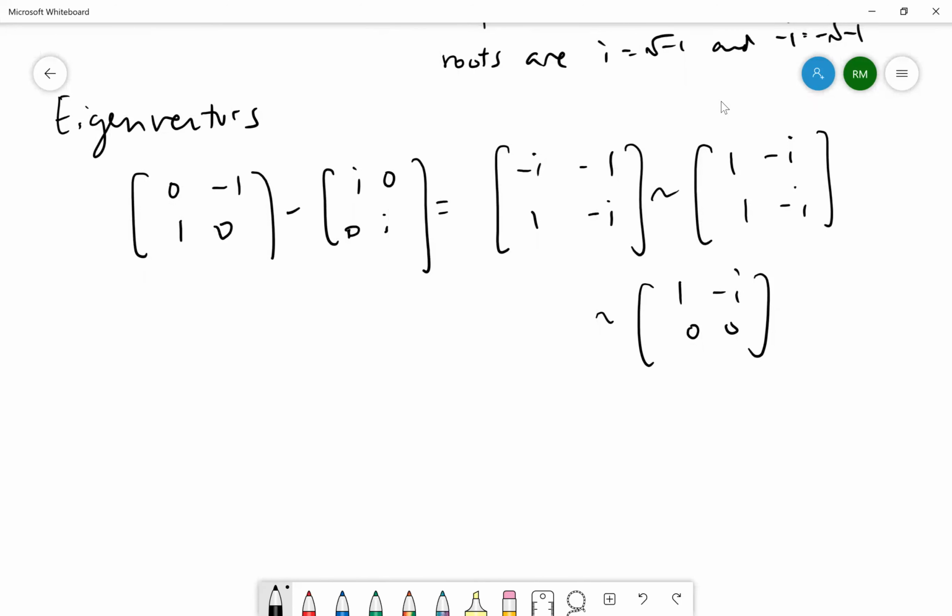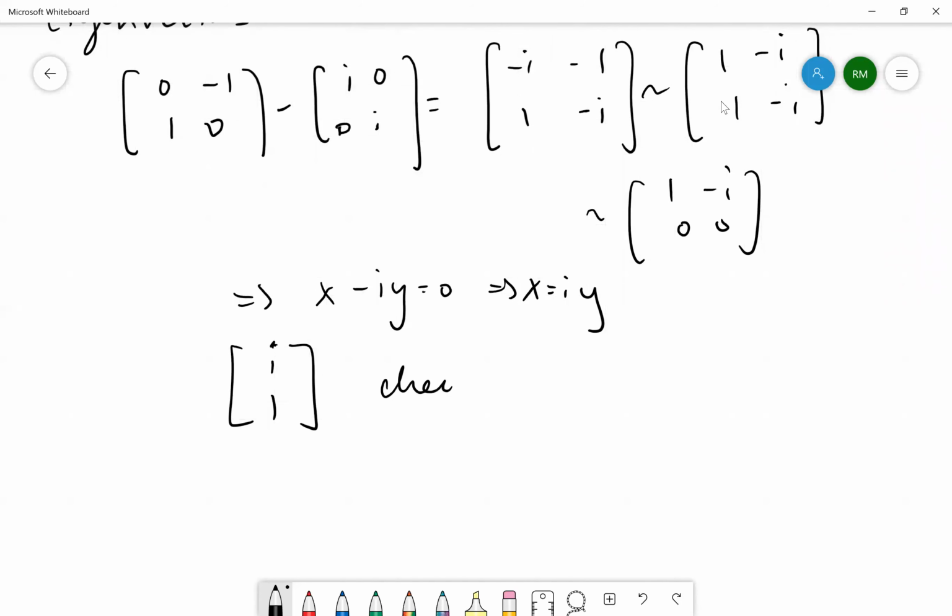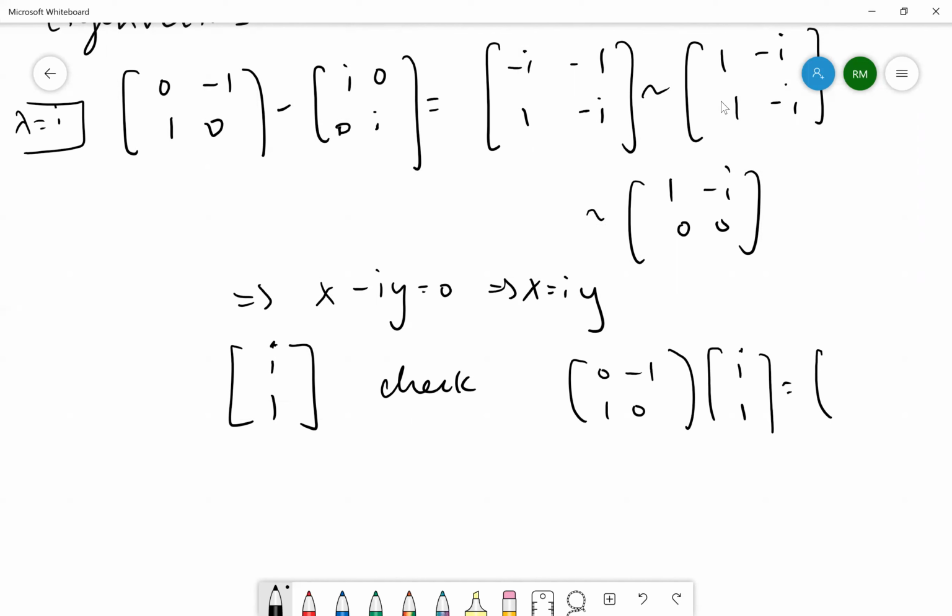So let's see what this is telling us. This is telling us that x minus iy is 0, which tells us x equals iy. So we might pick an eigenvector of (i, 1). So let's check that this is an eigenvector with eigenvalue i. What we get is our matrix times (i, 1) gives (negative 1, i), and this is precisely equal to i times (i, 1).